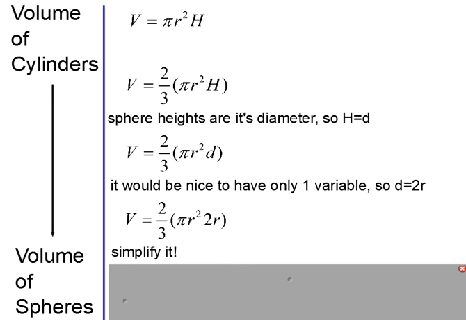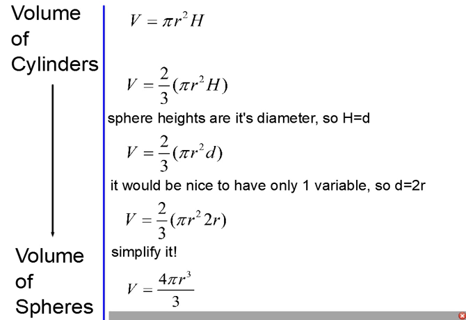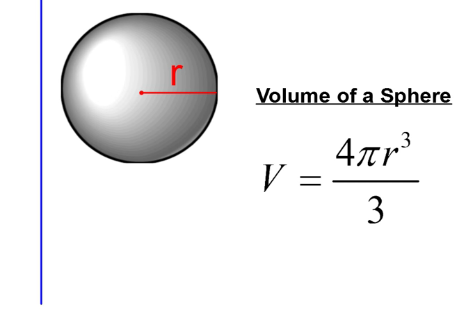But we can simplify this into something much simpler. We can take r squared times r and make it r cubed. We can also times 2 times 2, which gives us 4. The pi is still there. R squared times r is r cubed, and it's all divided by 3. This is the formula that you will use and need to remember for volumes of spheres: 4 times pi times r cubed divided by 3.